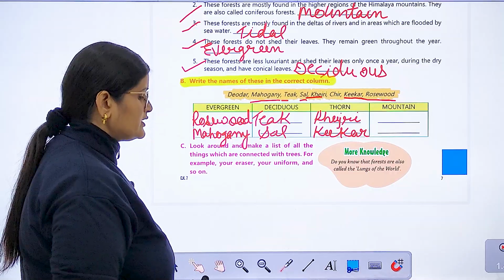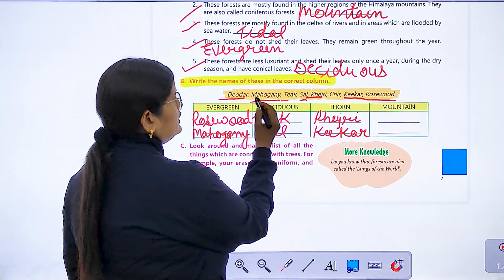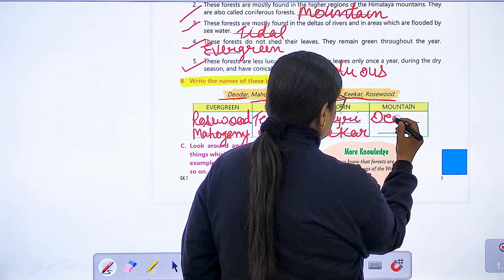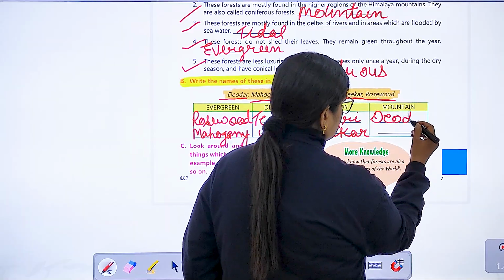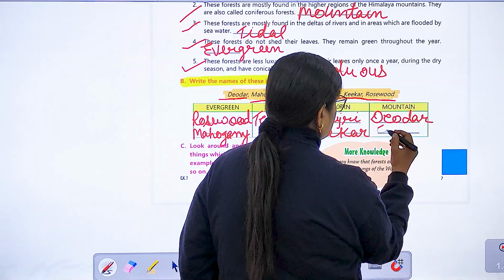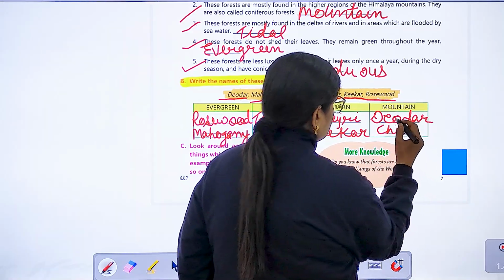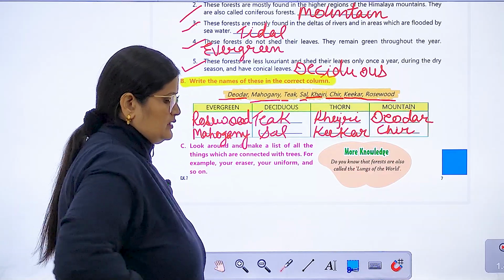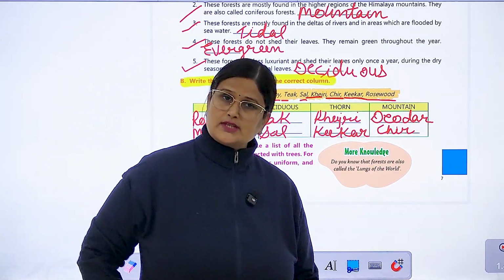Last one is mountain, deodar and chir. These are called chir pine. Okay. So dear students, this chapter is done.